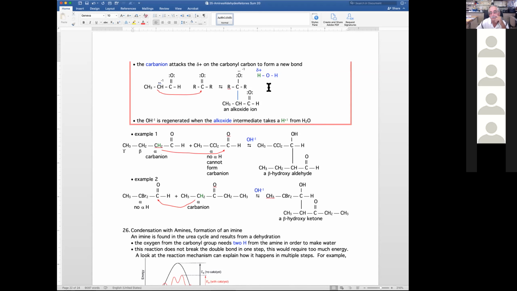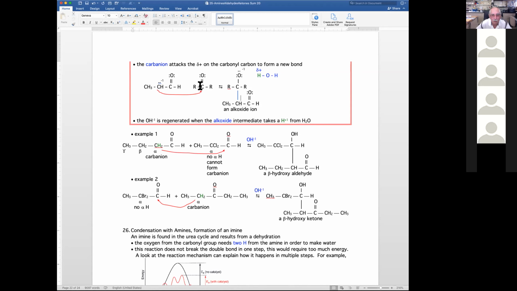Anyway, so I form that new bond, and notice this hydrogen just goes there. Now that the carbon just bonds there, it makes that new bond. And what happened to the rest of it? Nothing. It didn't do anything. It just formed that new bond.